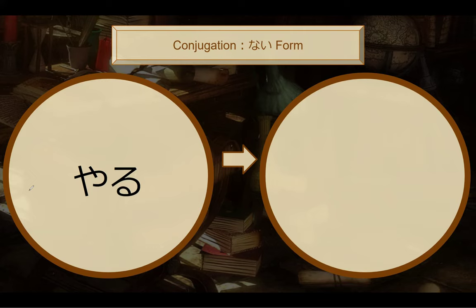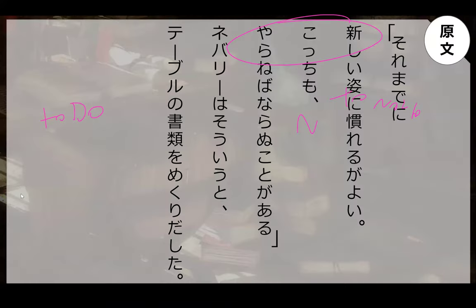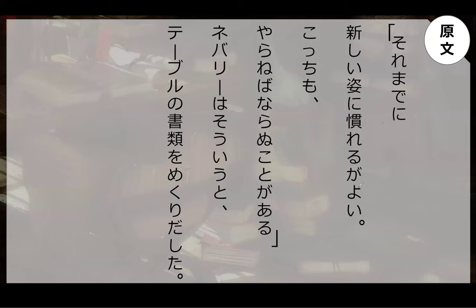Do you know what yaru means? Yaru is the action verb to carry out an action, but here it means to do. You're correct. What's the negative form? Yaranai. Perfect. Do you know what yoi means? Yoi is good. Perfect.